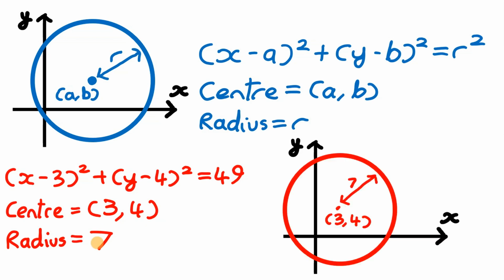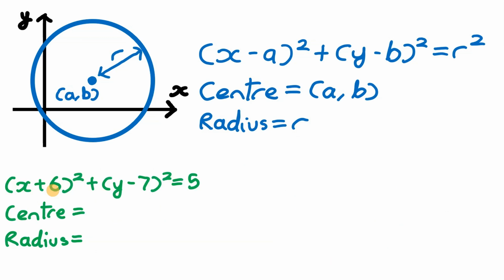So the circle has a centre (3, 4) and a radius of 7. So if we were going to draw this, it would look like this here. So this is the centre and this is the radius. Okay, so here's another example. So let's say we had the equation (x plus 6) squared plus (y minus 7) squared is equal to 5, and we need to find the centre and the radius.